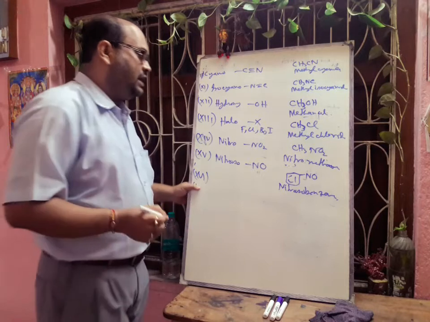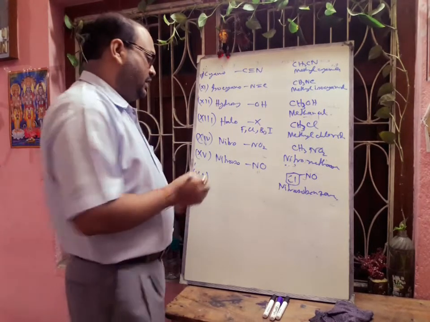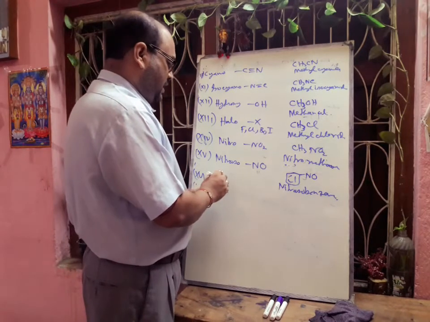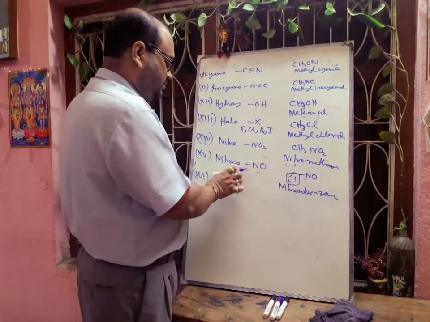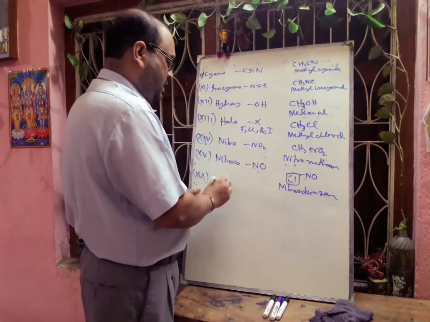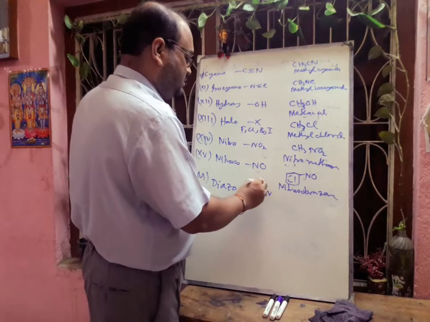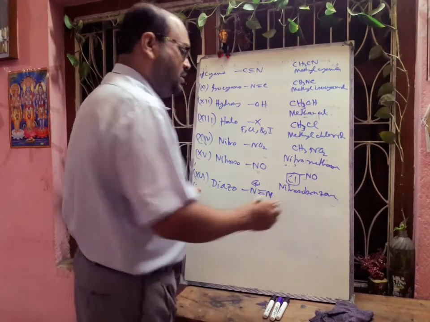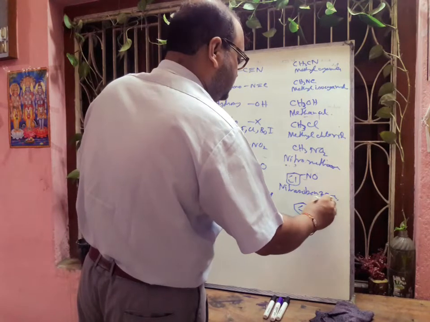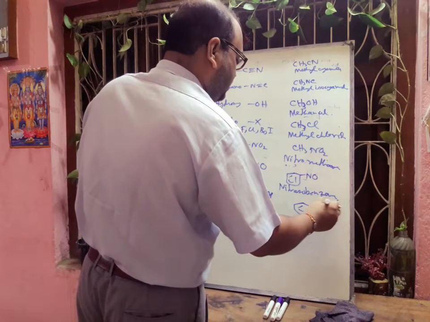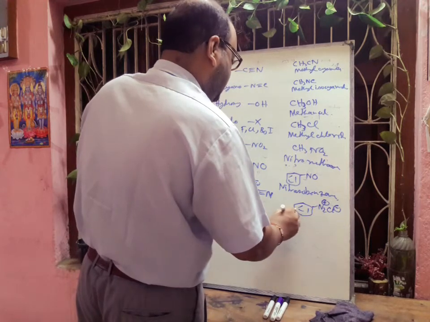Next, after nitroso, we can think about diazonium. Okay, that is N2+. This is diazo, like benzene diazonium chloride. Here maybe Cl- also will be there. Benzene diazonium chloride.